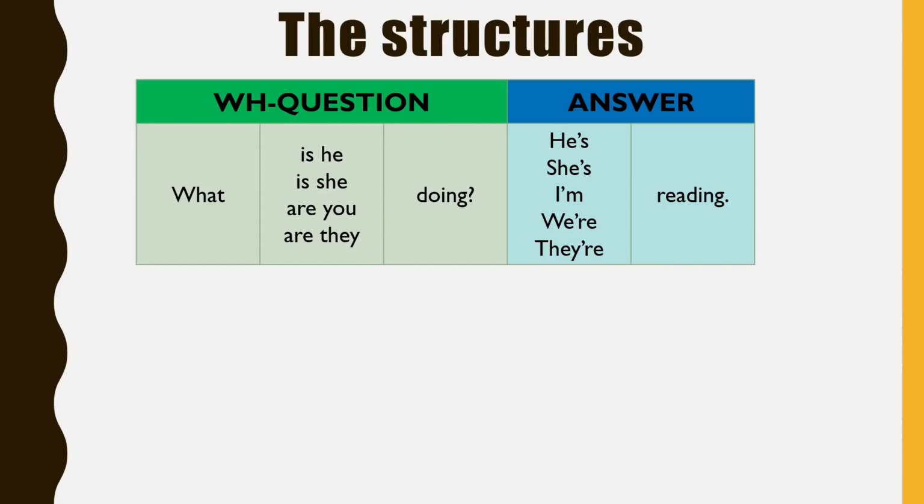If you look at the table, there are two columns in different color. The first column is the green color, which is the way we ask questions about what people are doing. The blue column is the way we answer to the WH question. If you look at the green column, when we ask question about what people are doing, there is always a format for us to follow.